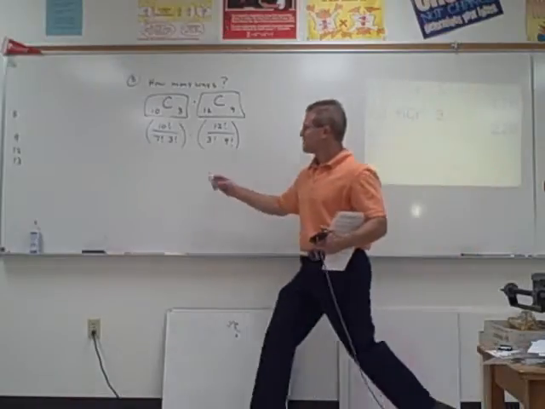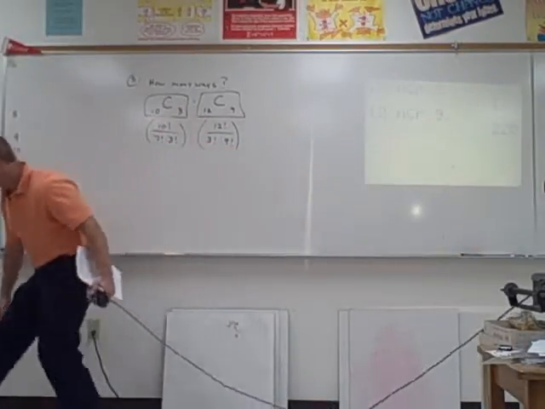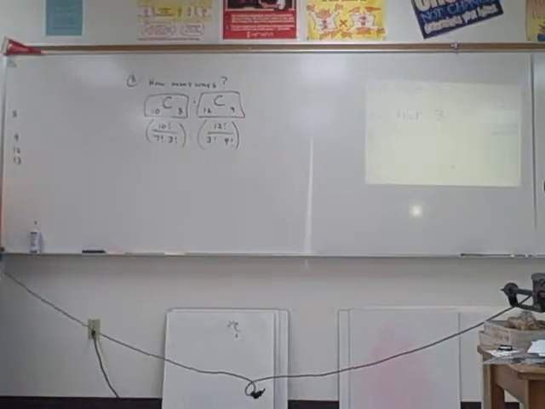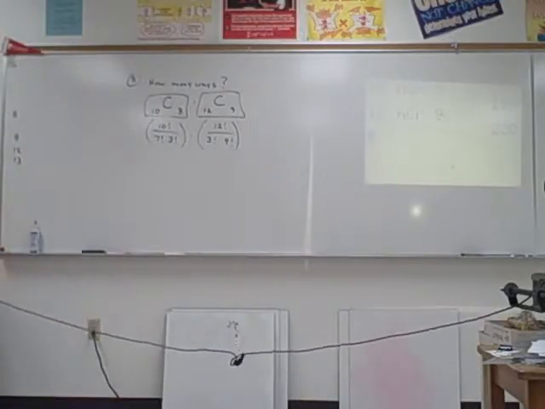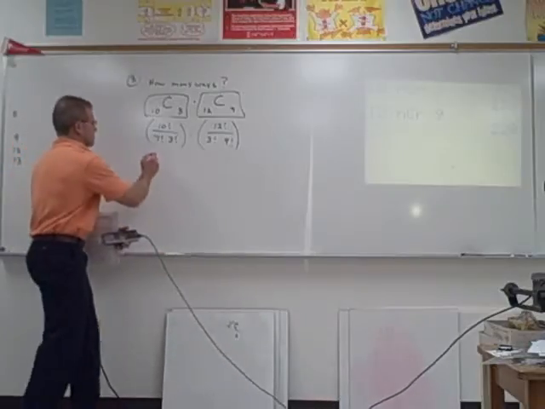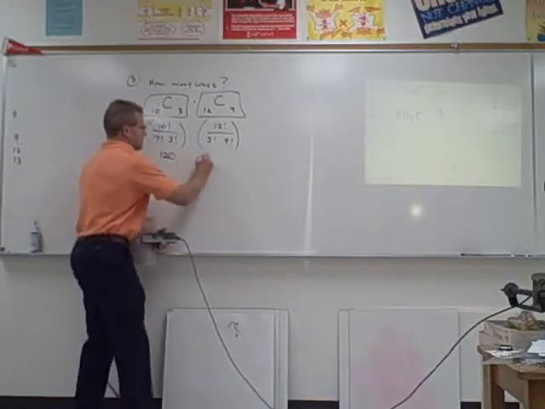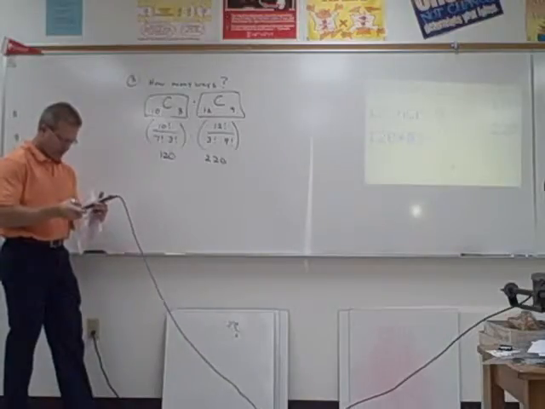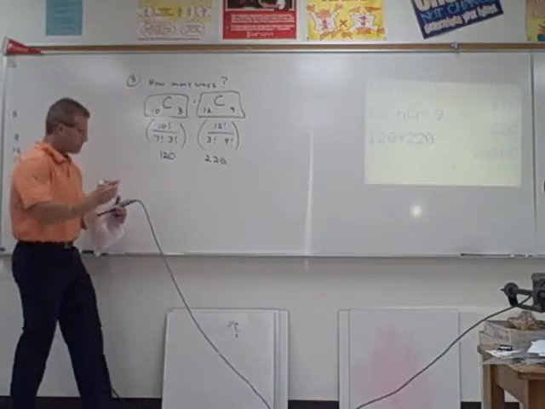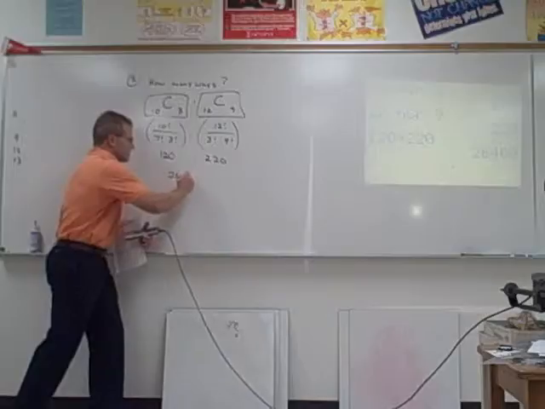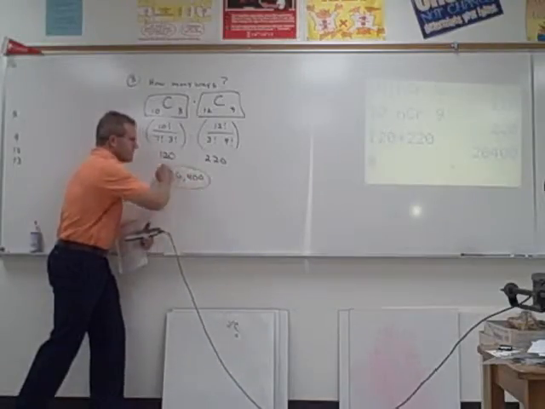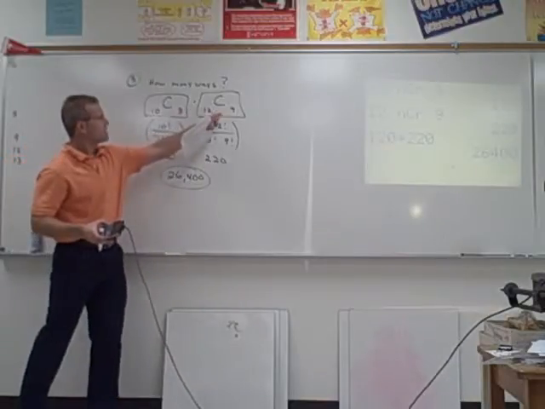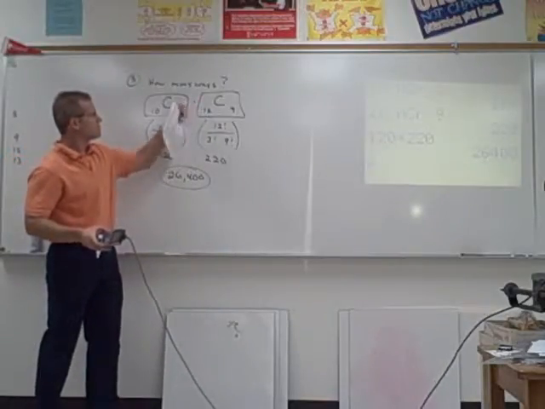So the first answer is 120. Second one's 220. Then you have to multiply them together. So 120 times 220 is 26,400 ways that you could choose 3 out of 10 and 9 out of 12. And means you multiply these answers.